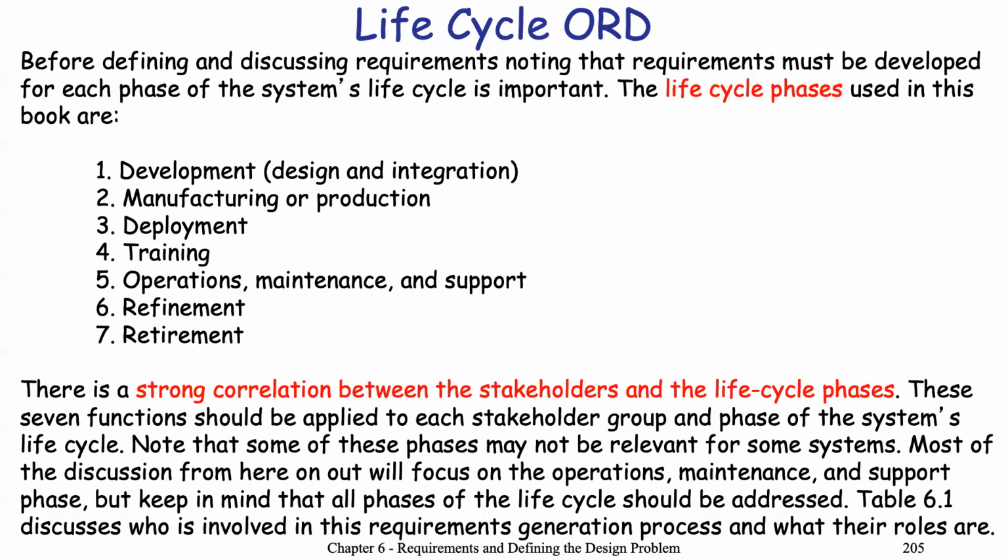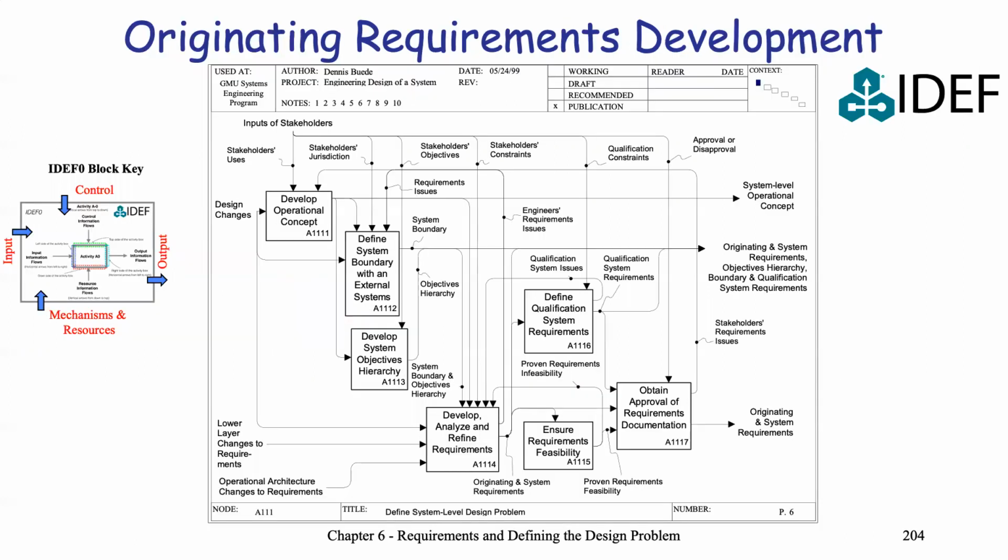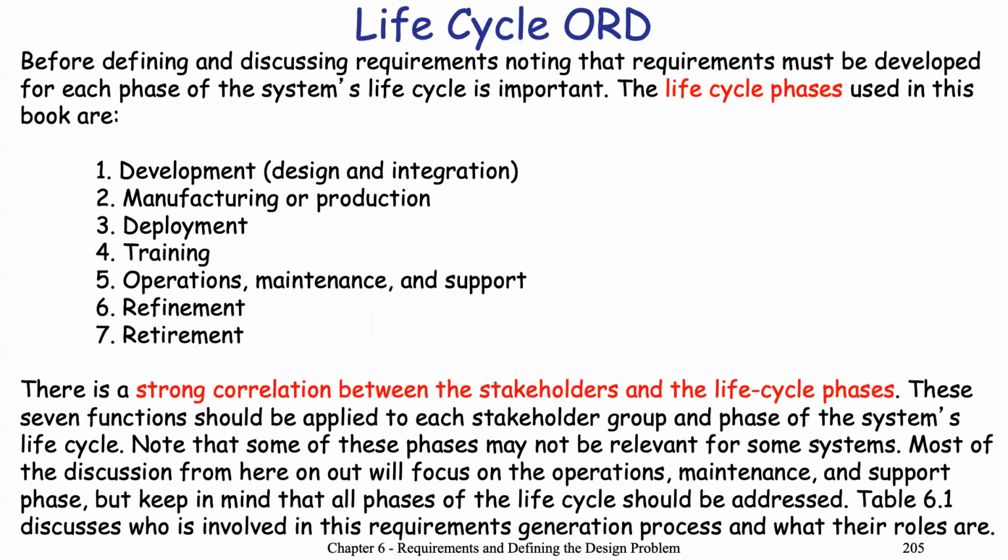So for an operational requirement document, and that's typically what ORD stands for, we're talking about originating requirements development. So before, in discussing the requirements, I noted that the requirements must be developed for each phase of the system. So the life cycle phases used in this course, as well as the textbook, are here: the development, manufacturing, deployment, training, operations, refinement, and retirement.